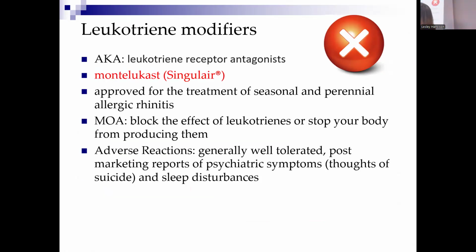So leukotriene modifiers is another one. So we have mast cell stabilizers, antihistamines. These are all different categories that you want to kind of parse out. An example of a leukotriene modifier is Singulair or Montelukast, also known as a leukotriene receptor antagonist. It's a blocker. Those are all kind of synonyms of each other. Blocker, antagonist.